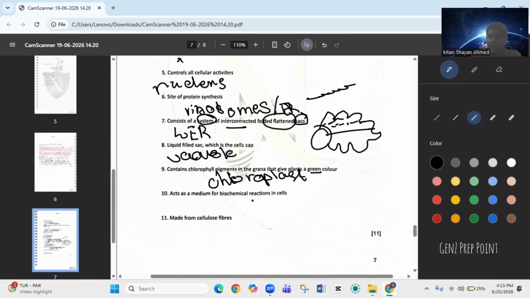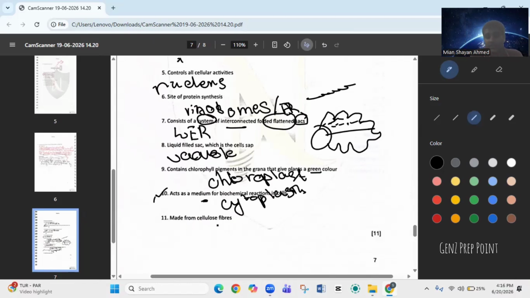Act as a medium for biochemical reactions in cells. What do you mean by this? Biochemical reactions in cells as a medium. It's talking about a liquid. What liquid is present inside the cells? Cytoplasm. This is not for your level, but it's easy, so I did it for you. Otherwise, this question isn't for you. I created it, so I know.